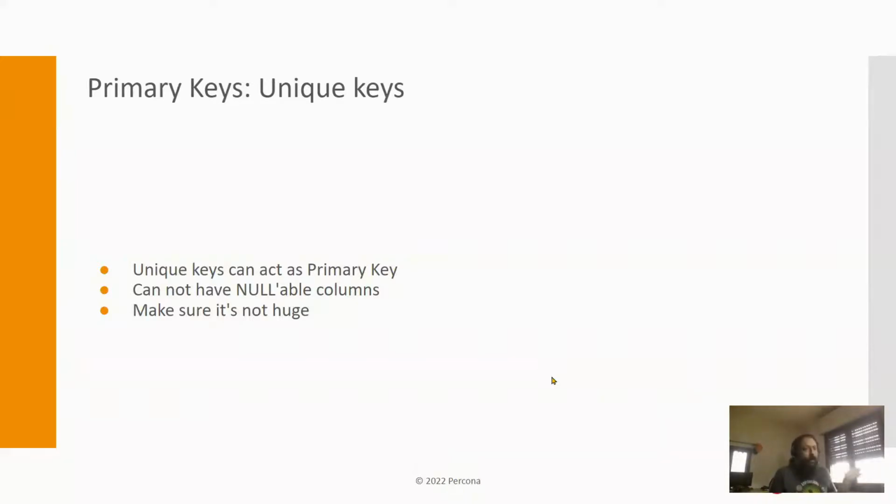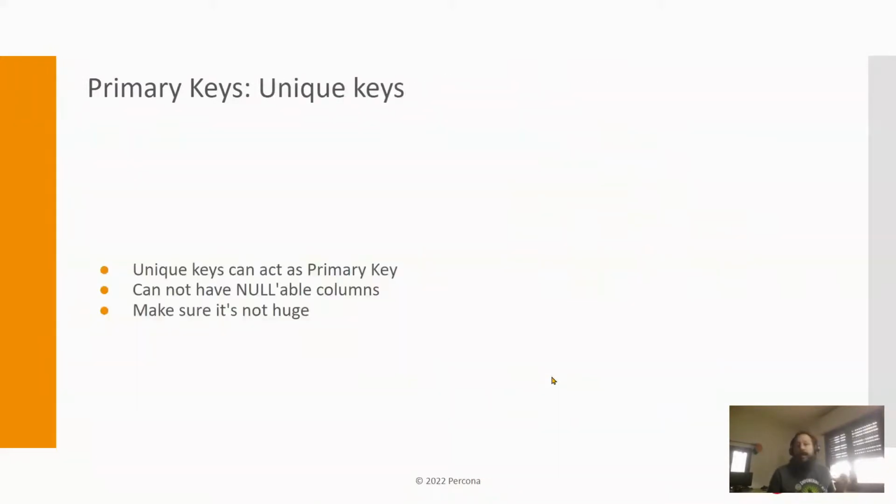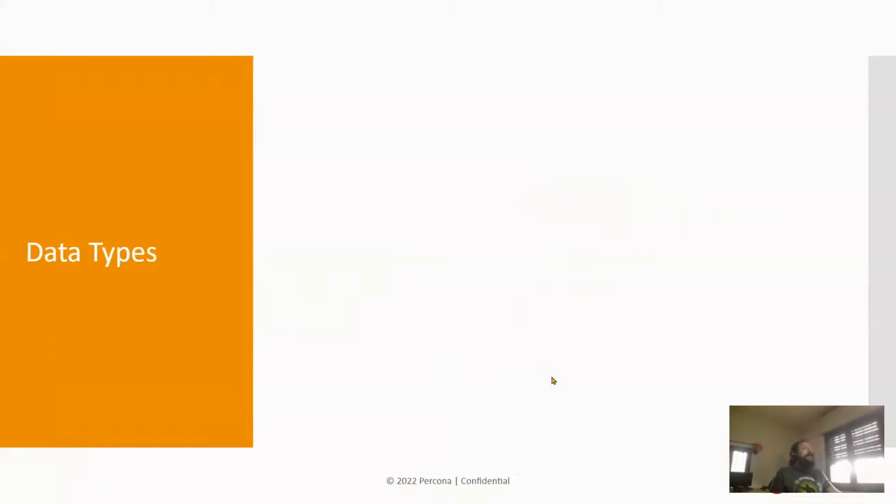So yeah, unique keys are perfectly good. Just make sure they are not 300 bytes wide, because it's going to make your secondary keys very, very large. So, not a bad idea. It's perfectly valid. And again, InnoDB is going to do it for you if you don't define a primary key and you do define a unique key, but might be less than ideal in some situations.